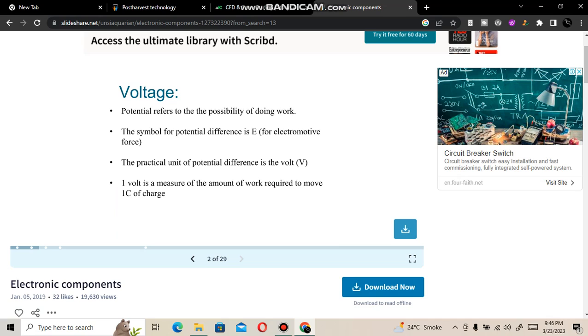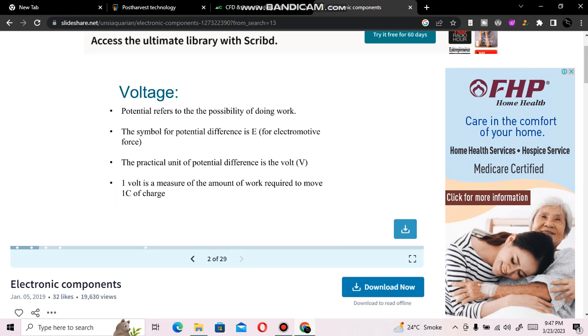Voltage: potential is a reference to the possibility of doing work. The symbol of potential difference is E, for electromotive force, and the unit of potential difference is the volt, V. One volt is a measure of the amount of work required to move 1 coulomb of charge.